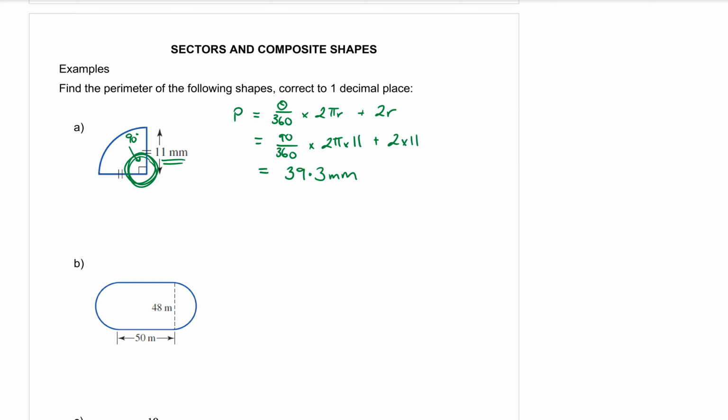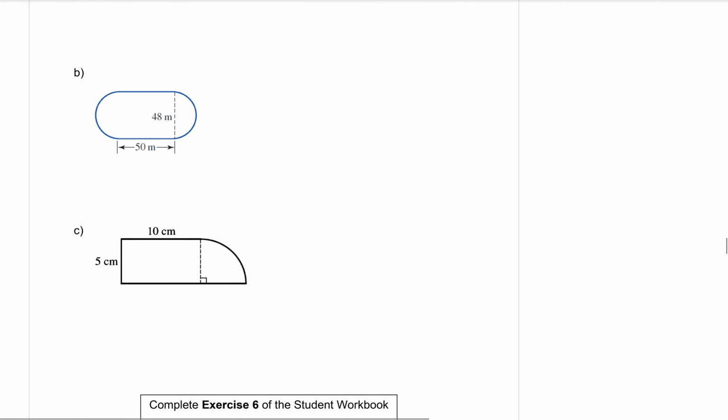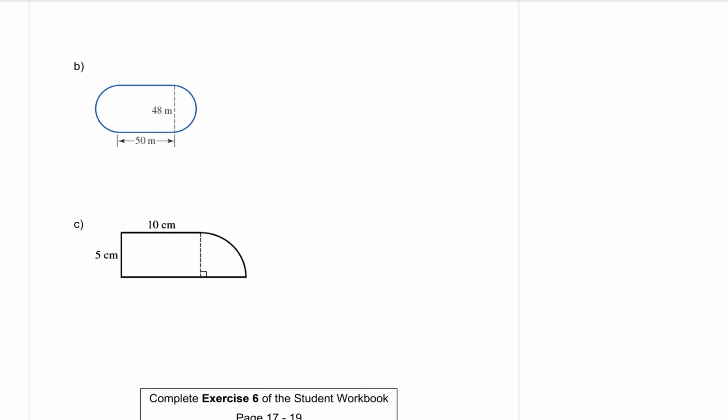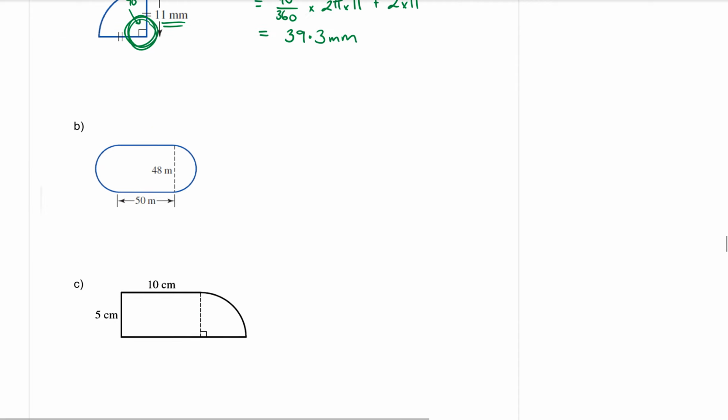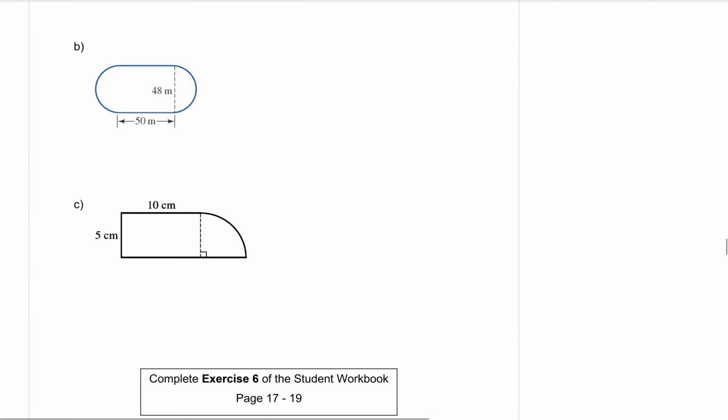Okay, but for these other two questions that I've got down here, these aren't just normal sectors. They're shapes that involve circles or parts of circles, but there's also some other straight sides in here that aren't just in the normal sector shape. So we can't just use this formula. We can't use that formula, unfortunately. That only works for your normal sector. What we need to do is kind of adapt what we've been doing.